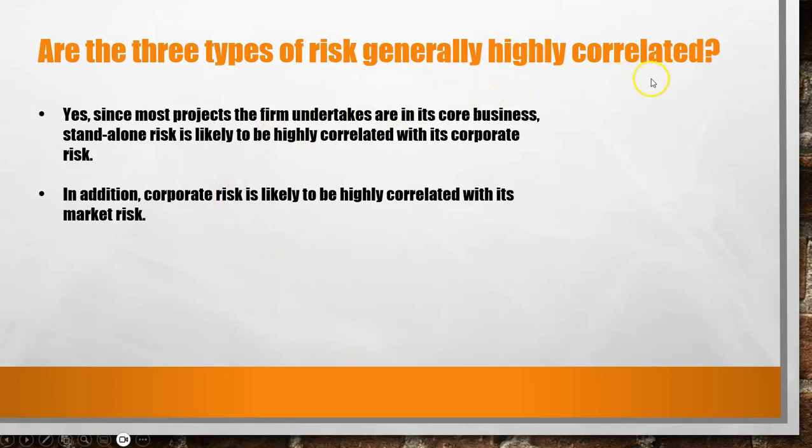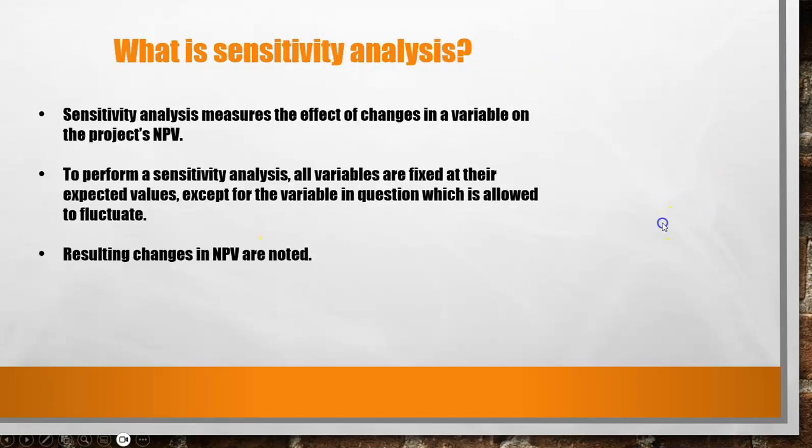Are the three types of risk generally highly correlated? Yeah. Since most projects the firm undertakes are its core business, standalone risk is likely to be highly correlated with its corporate risk. In addition, corporate risk is likely to be highly correlated with its market risk. If you make a good decision for your business and you're a small business, it's probably going to equate to your business making more money. You want to make sure you're looking at the cost of capital, the weighted average cost of capital, and make sure that whatever you spend your money on costs less than what you could find other places.